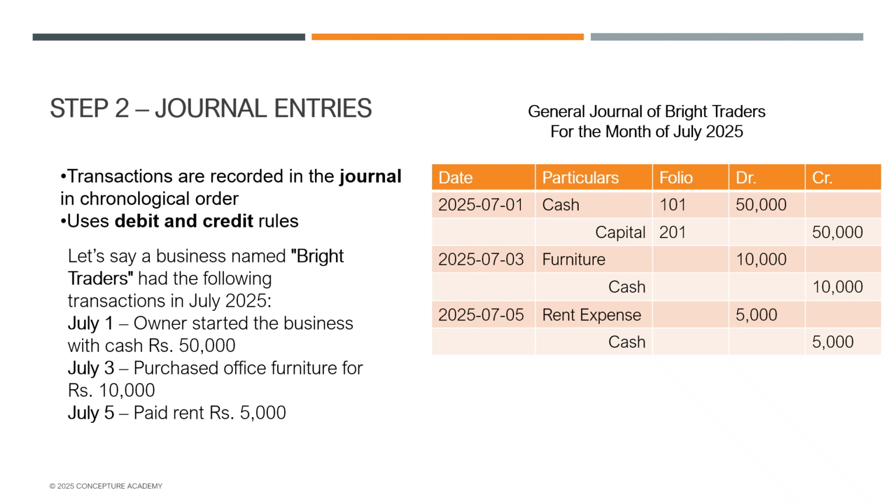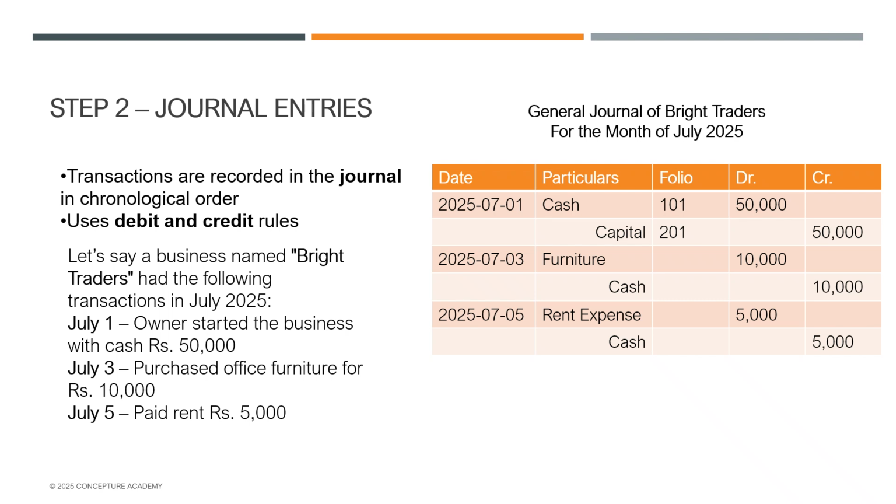On July 1st, the first transaction happened. The owner started the business with cash of 50,000 rupees. Here cash comes into the business, so we debit cash. Owner's capital is increasing, so we credit capital. So the journal entry will be cash to capital account.